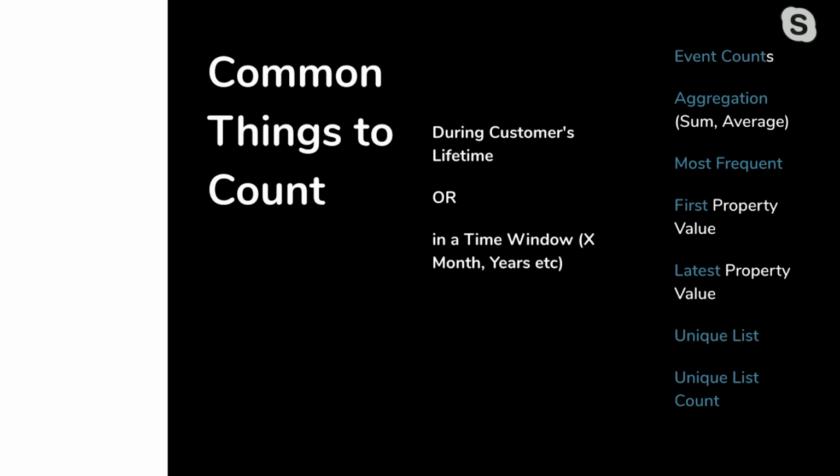You have averages and sums for other properties. The first and latest properties are something that's not commonly done in Google Analytics. But if you think of multi-channel funnels, the traffic source has first and last and everything in the middle. And then you have other ways of thinking of these things, like uniques and unique list counts. These are more advanced concepts.